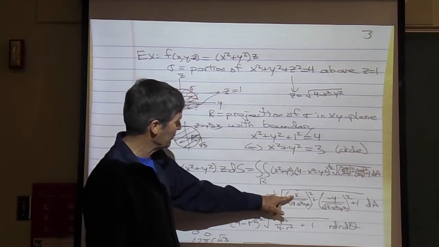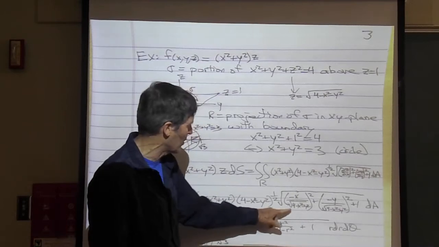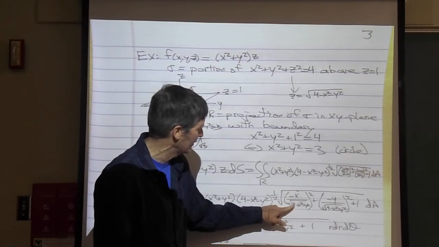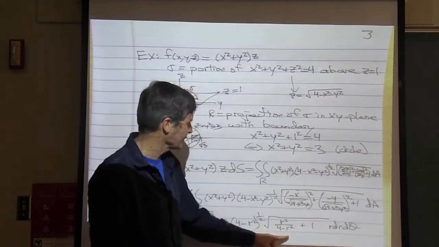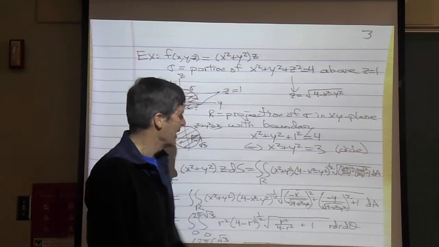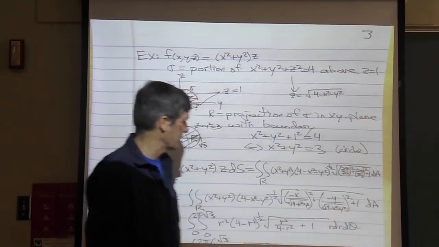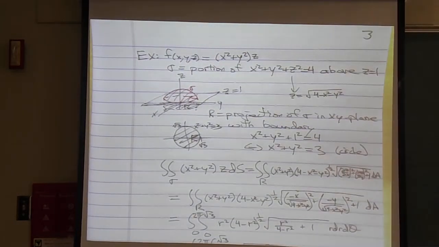And then x squared plus y squared is r squared on top, and over the bottom, when you square the square root, it is 4 minus r squared. So these two added together give this term, and then plus 1 hanging on the end. And dA is r dr d theta since it's polar coordinates. Now I've got an easy integral I can do.